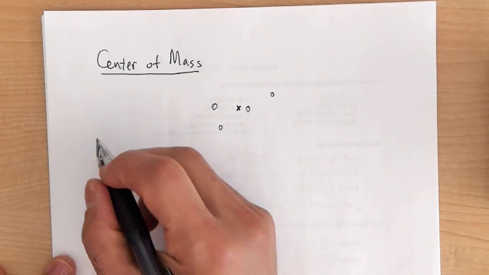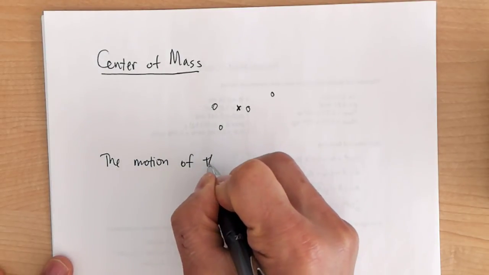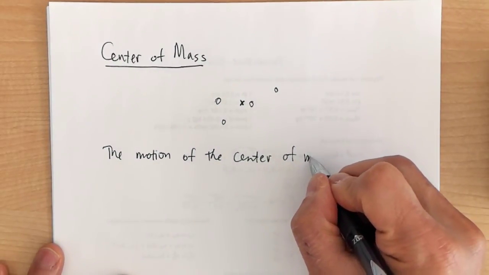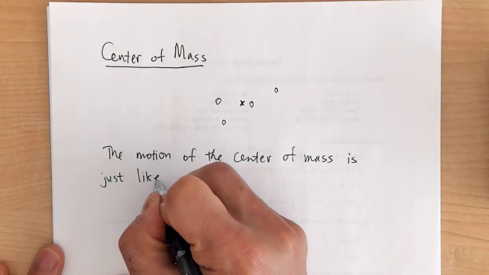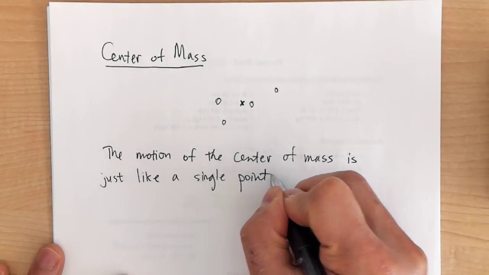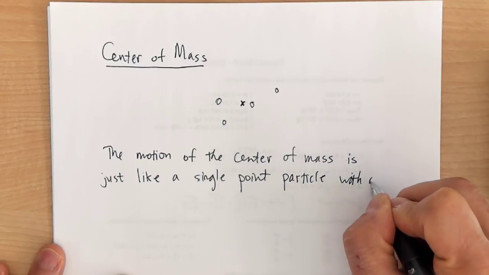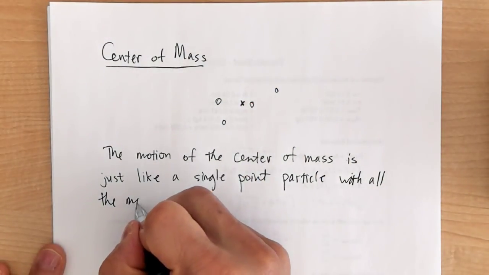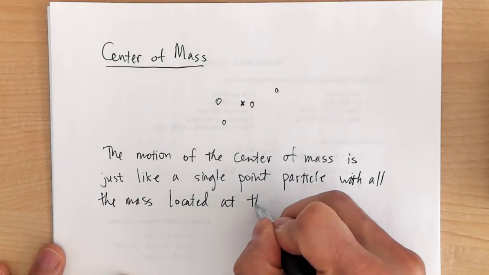And so let me just write this in words. The motion of the center of mass, and I'll define how we get the center of mass in a moment. The center of mass is just like a single point particle, with all the mass of all the particles put together, so with all the mass located at the center of mass position.